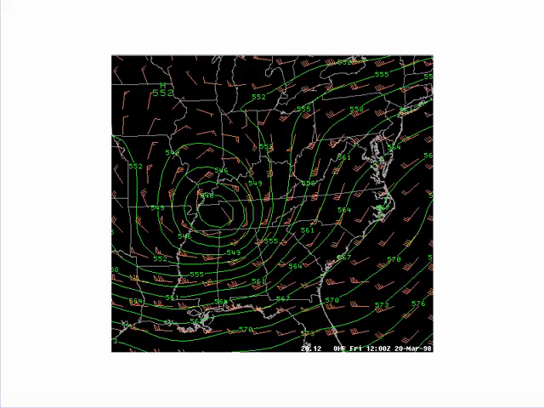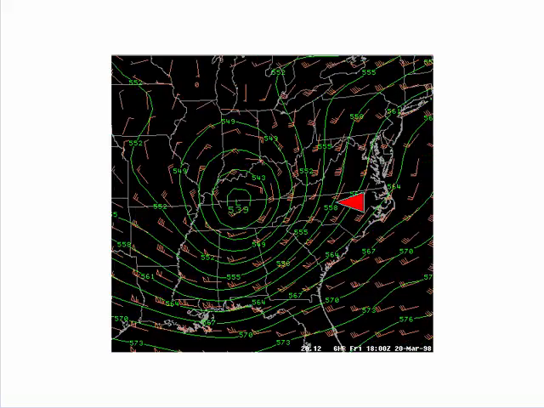Here's the 500 millibar heights and the winds from the Eta. This is at 12Z. Here's that upper low, and we can see pretty good diffluence as well as strong flow over our region. If we go to the 6-hour forecast, height falls are occurring as well as pretty strong winds, 50 to 55 knots here at 500 millibars.